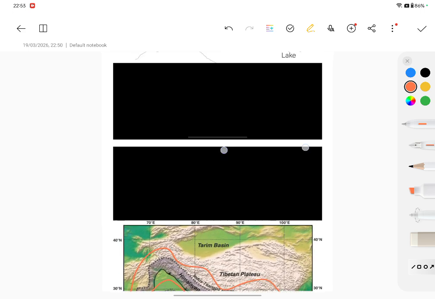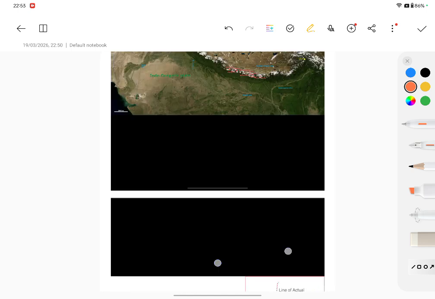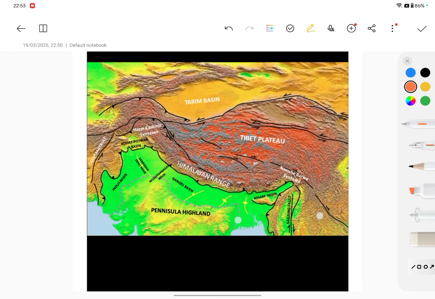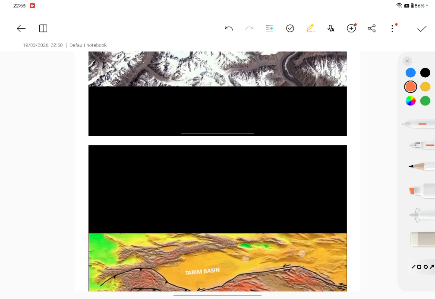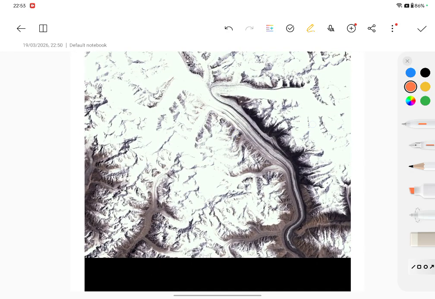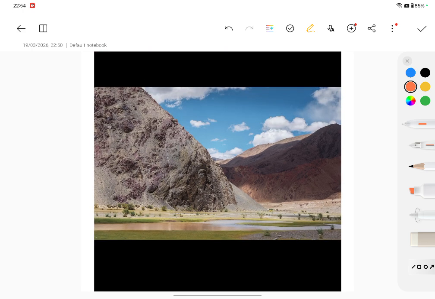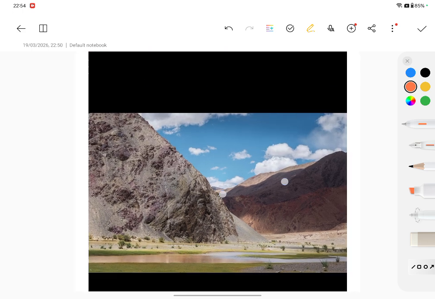So of course, this we can see in this picture: Tarim Basin, Himalayan Range, Tibetan Plateau, etc. This region includes one of the harshest terrains on the earth. It has glaciers, high altitude deserts like Ladakh, and steep valleys. Take Siachen Glacier, the highest battlefield in the world, as an example.